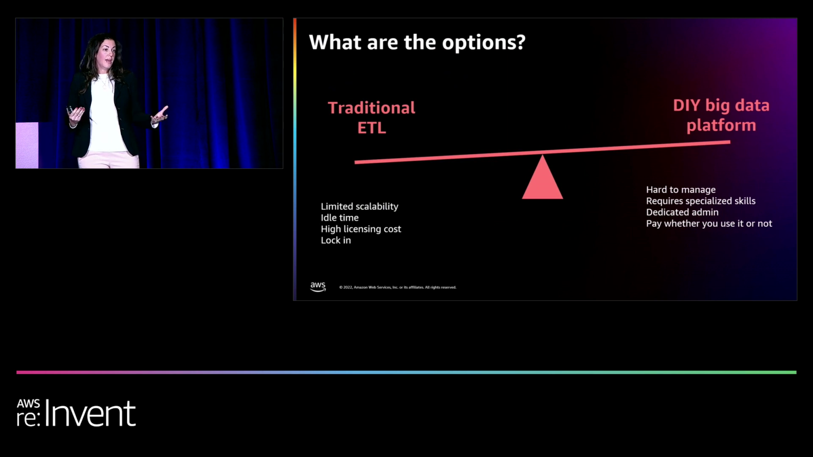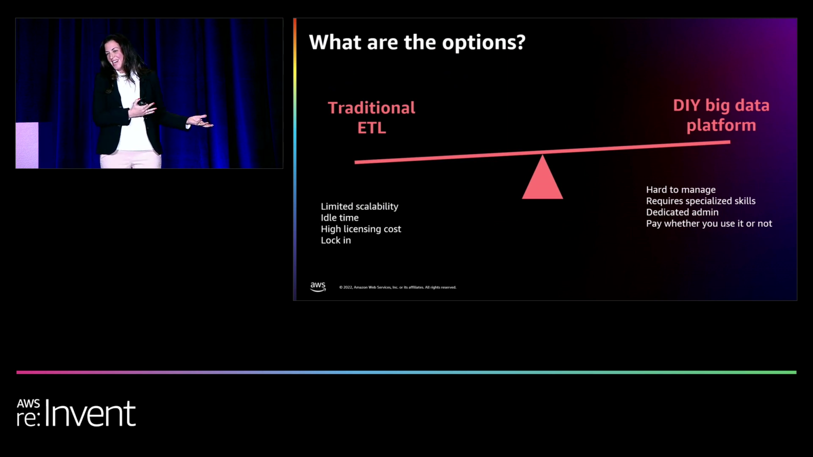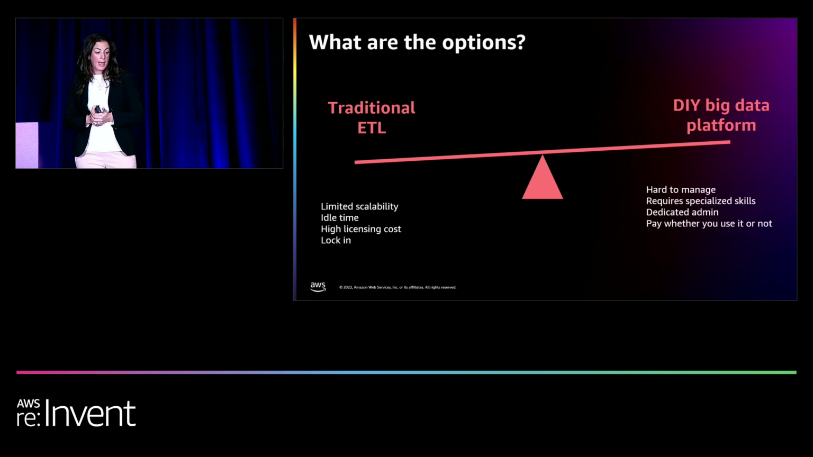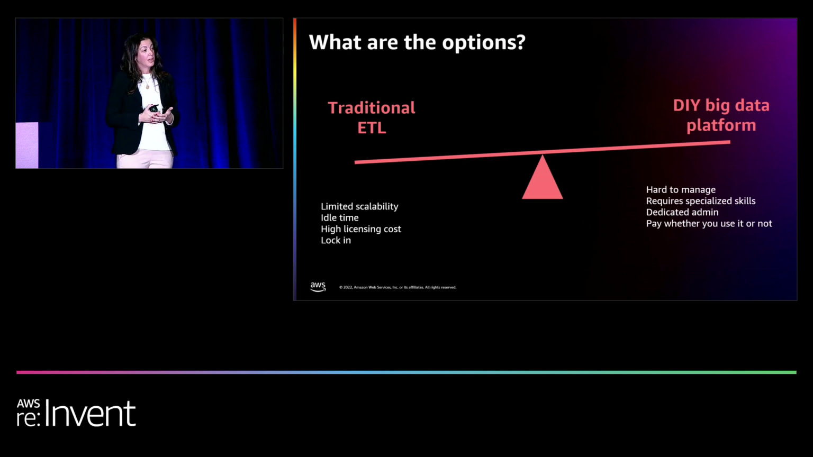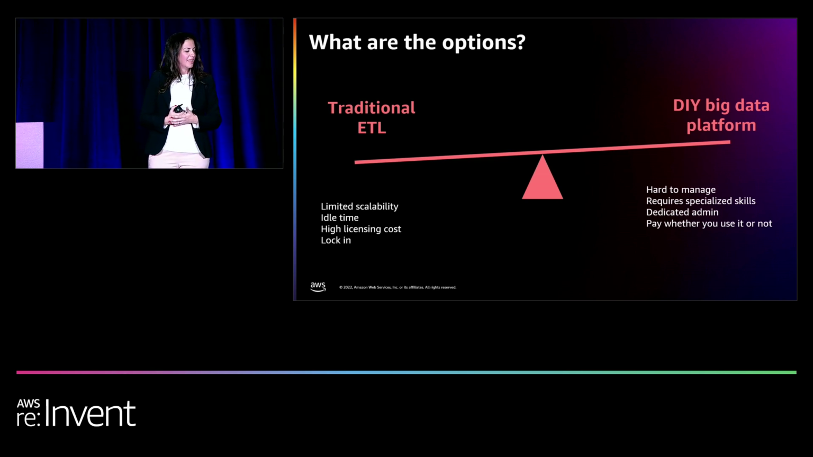And the options that we have today in the market are sort of on two ends of the spectrum. On the one side, we have traditional ETLs. Those are usually very comprehensive solutions. They were built 10, 15 years ago. However, they have some challenges when it comes to scalability, because they didn't have to cope with the amount of data that we have today. They also often have high licensing costs, is what we hear from customers.